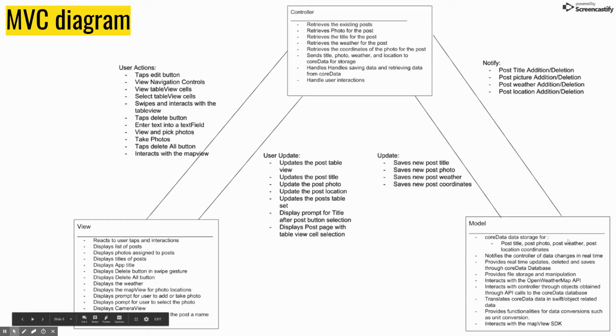Now, the model works with the controller as it notifies the controller if a post title or a picture or a weather or location has been added or deleted. And that is how the model view controller diagram works for Journey.